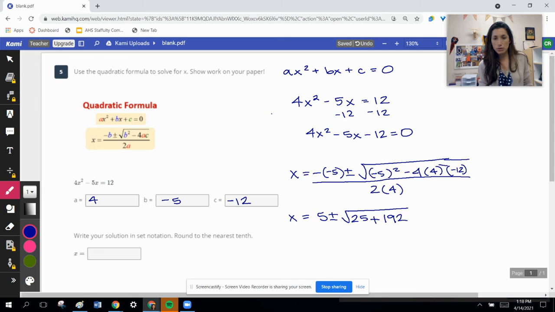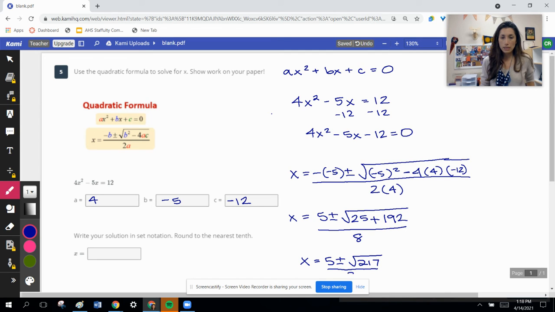So it is okay to just do this all in one step, kind of on your calculator. And then notice here we have one negative, a second negative, two negatives to make that positive solution. And then that's all over 2a, which is 2 times 4, which is 8. So what we have left to do is just add the 192 and the 25 together, and that's 217. So we're going to get x equals 5 plus or minus the square root of 217, all divided by 8.